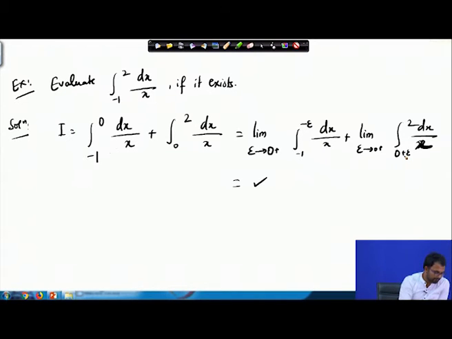Next, we will look into integrals of another type, the test of convergence. So next we will look into the test of convergence.